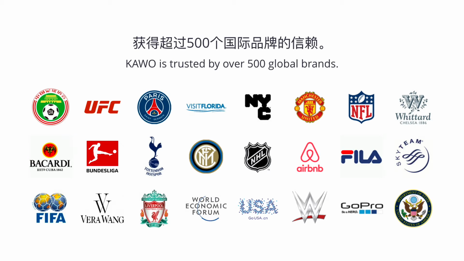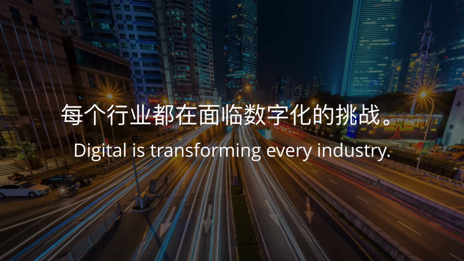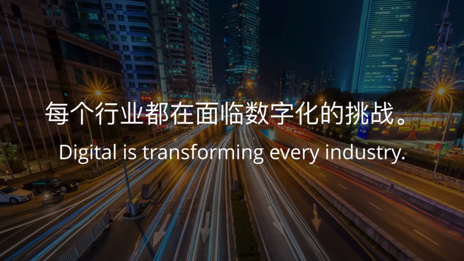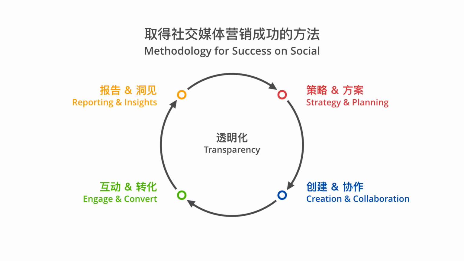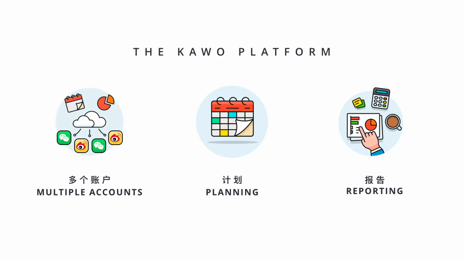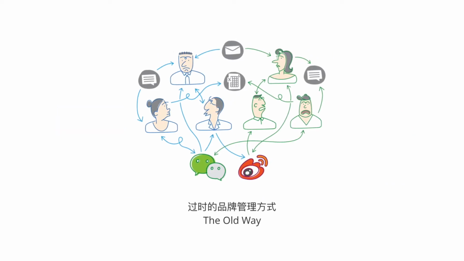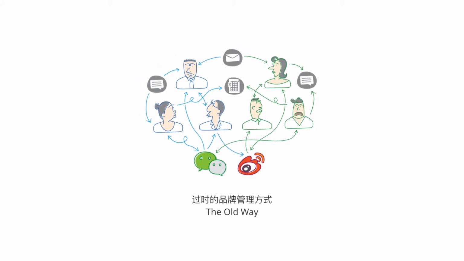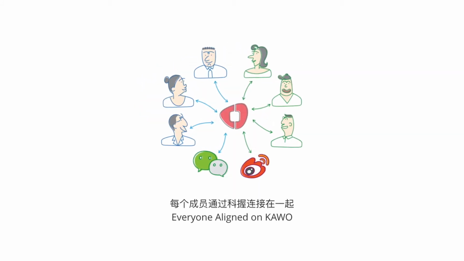We work with a wide range of customers across many different industries. We help them with digital transformation. We've learned over the years that process is the key to being successful on social: having strategy, collaboration, tracking conversions, and reporting. Our platform supports this with our 3 different solutions. We want to transform teams from the old chaotic way of working to a new, more efficient way of collaborating on Kawo.